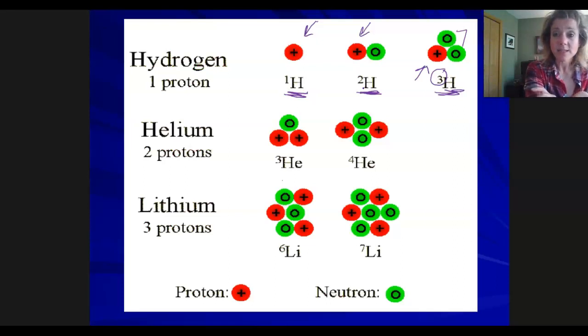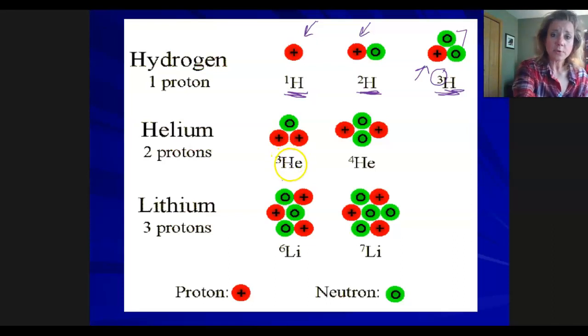Hydrogen-1 has 1 particle in it, and that particle has to be a proton because all hydrogen atoms must have a proton. Okay, let's take a look at our helium atoms. Helium has an atomic number of 2, which means that all helium atoms must have 2 protons in order to be called helium. Anything different, and it's not helium.